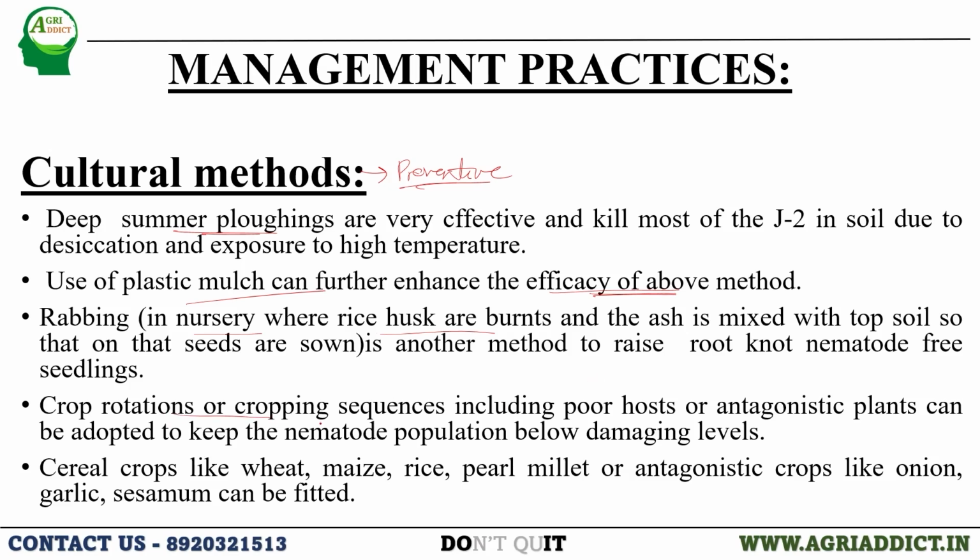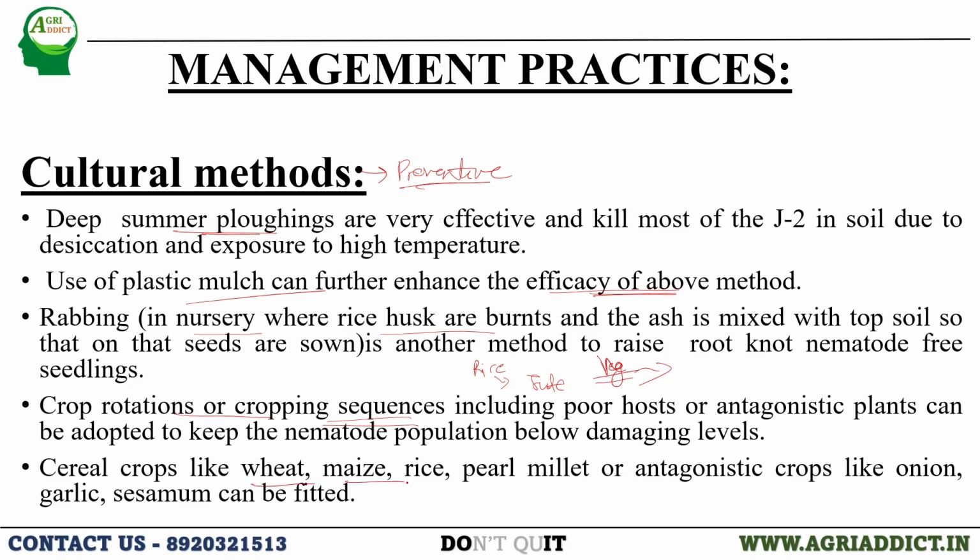Next method is crop rotation or cropping sequences. What is crop rotation? Growing of crops one after the other. If you go for a rice crop, then you will go for jute. In case of root knot nematodes, you don't follow crops which are more prone to the root knot nematode one after the other, because if you follow chili after okra, as both are susceptible to the root knot nematode, then the infestation will be more. If you follow pulse crops after cereal crops, as the cereals are poor hosts, then the disease incidence will be reduced.